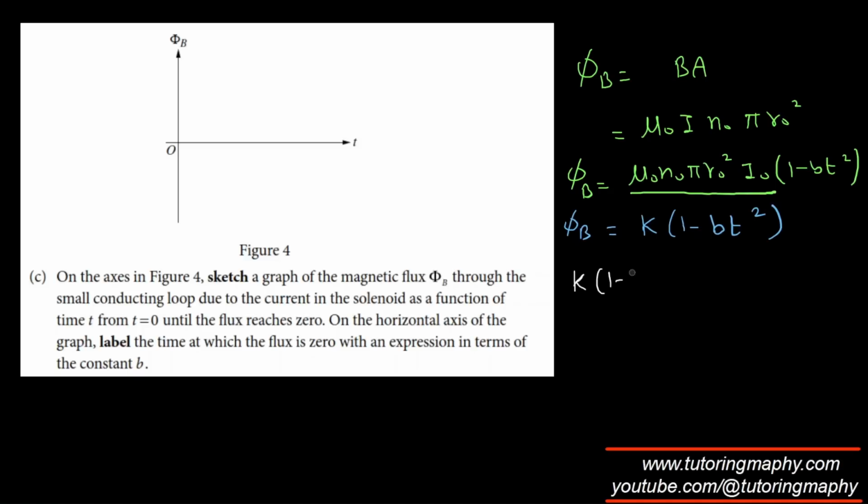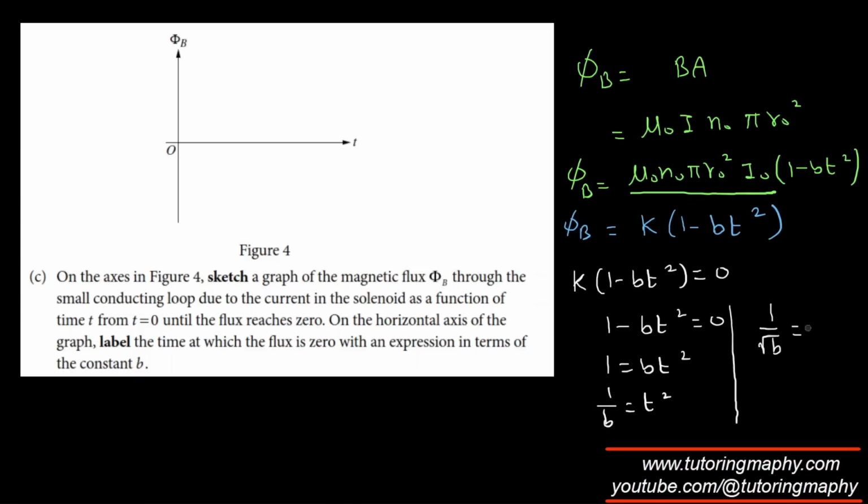So k times 1 minus bt square will be 0, which means that 1 minus bt square will be 0, which means that 1 is equal to bt square, which means that 1 over b is t square, which means that if I take square root on both sides, then 1 over square root of b is t. I know I should put plus and minus, but time cannot be negative, so we just have to graph for the positive side. So this is the x-intercept, which is 1 over root b.